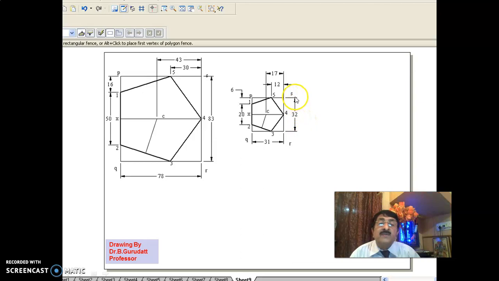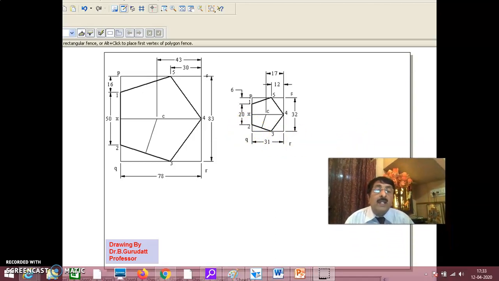The only thing is, you see the dimensions here: 32 here, 31 here. And also you draw this center of gravity point C. What exactly is the distance? 17 you note down. This is 12, this is 6, this is also 6, this is 12, in that way to get the points.